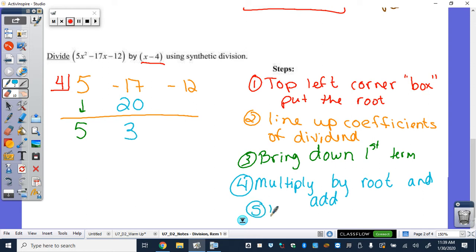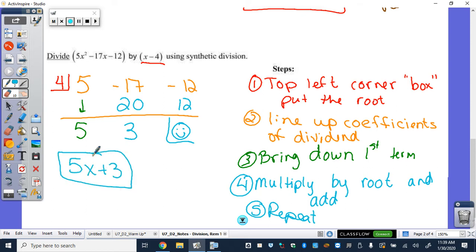And then step 5 is just to repeat. So 3 times 4 gives me 12. Negative 12 plus 12 gives me 0. So again, we have no remainder. So how do I end up writing my final answer with the 5 and the 3? Yeah, 1 less. This started as x squared. So this will be 1 less, 5x plus 3.